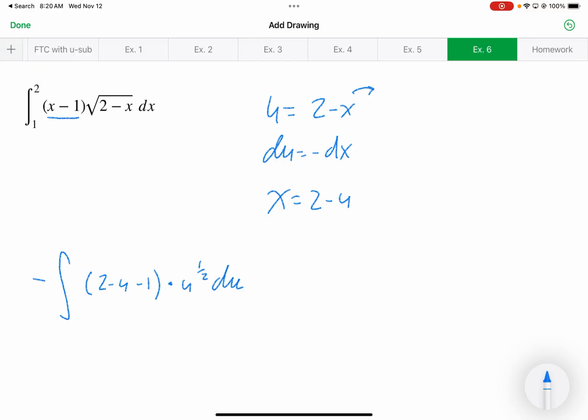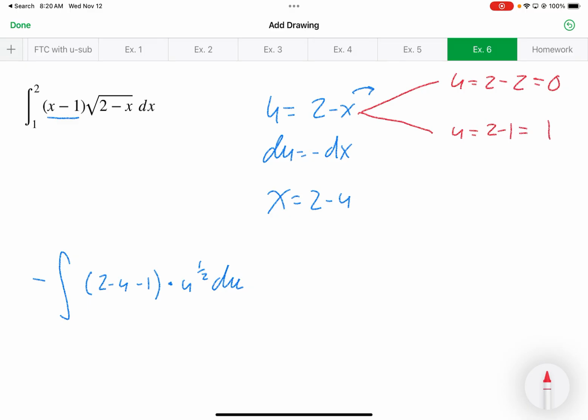Okay, let's talk about limits before we simplify this. So for my limits, I adopted this notation in my teaching career today. But it's important that you keep track of where each limit comes from. So for the top limit, I need to plug in 2 for x. So if I do that, I would get u equals 2 minus 2, which is going to give me 0. And then for my lower limit, I would get u equals 2 minus 1, which is equal to 1.